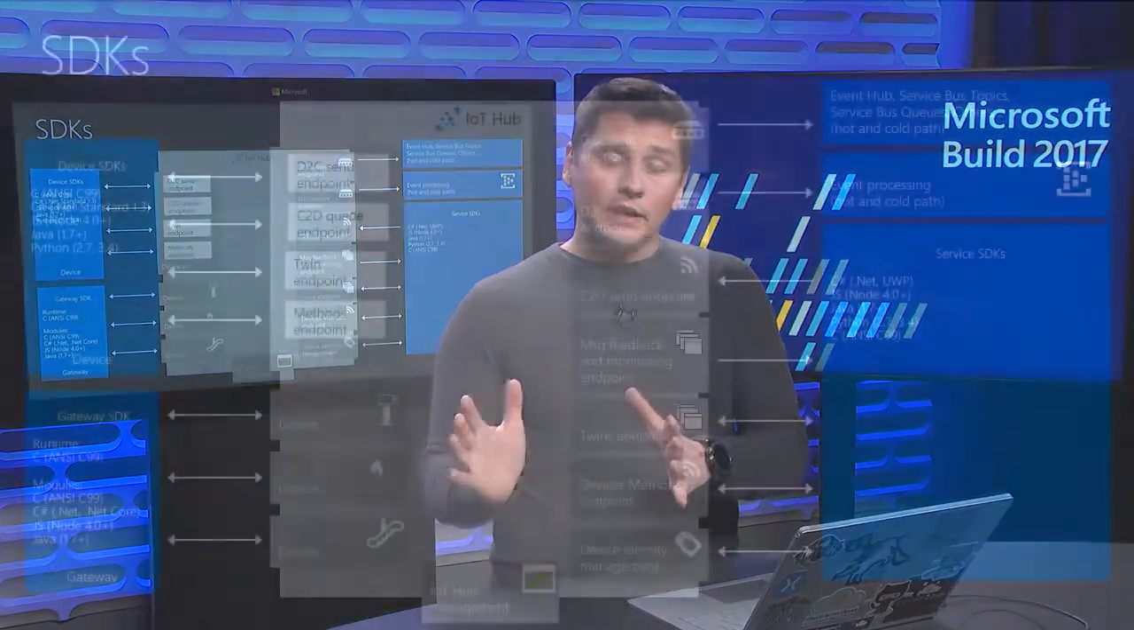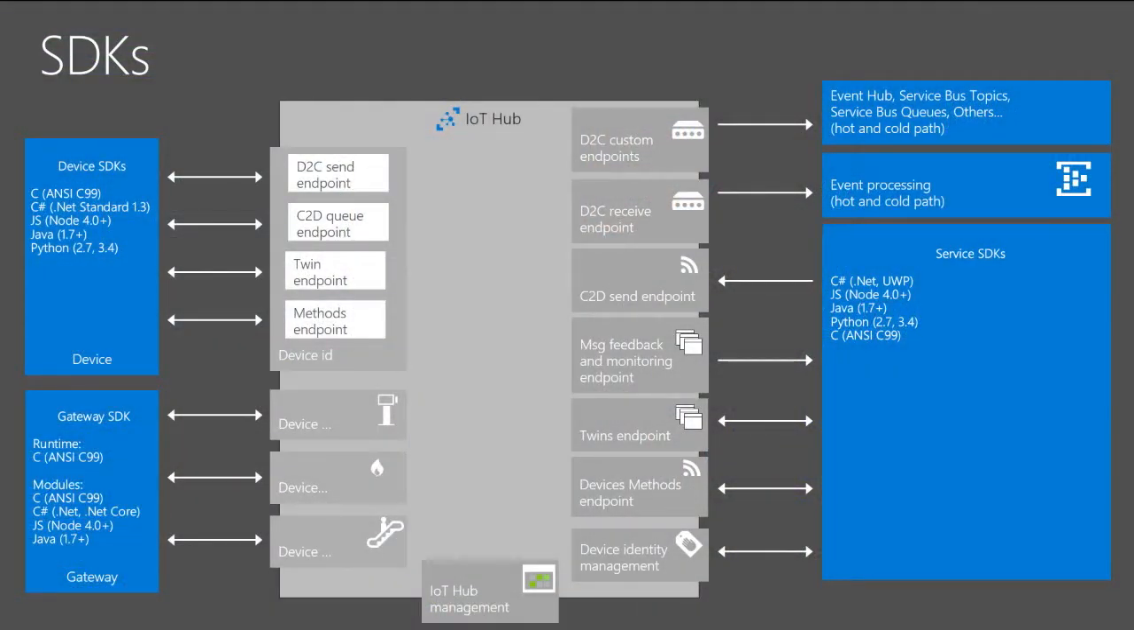So the service client SDKs you can develop for .NET and UWP with C#. You have support for Node, for Java, for Python, and we also have a C SDK on the service side of things if you're someone who wants to port on esoteric platforms on the back end. So this is for what the cloud to device or the identity management interfaces are concerned.